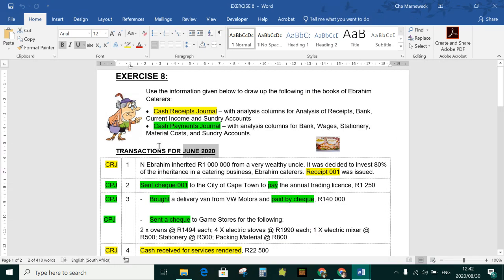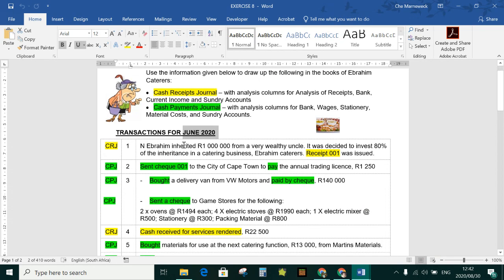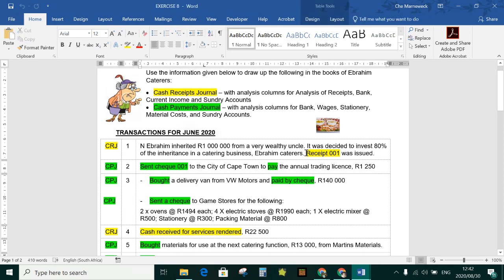If we look at the first transaction, Ibrahim inherited 1 million rand from a very wealthy uncle. It was decided to invest 80% of the inheritance in a catering business, Ibrahim Caterers. Receipt 001 was issued. We are given our receipt number 001. We are given the day 1.